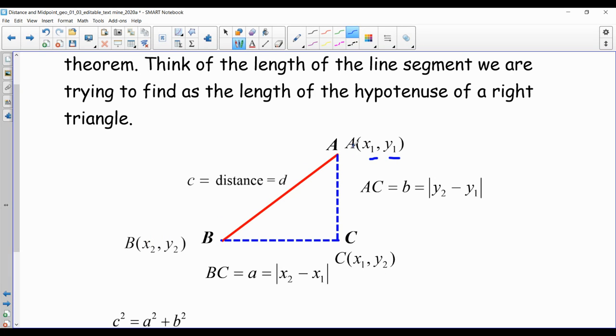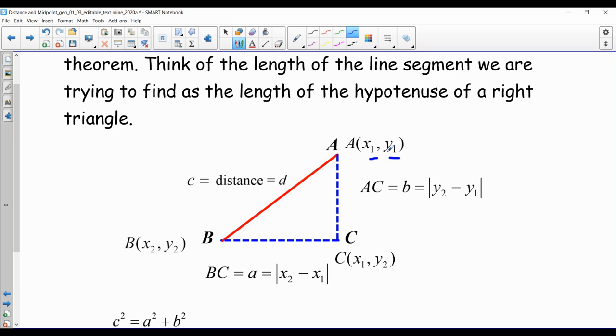Well, let's look at B. B is a different x from this one, correct? It has to be. It's over here. It's a different y from this one, correct? It's over here. So my point B is at some different x, which is x2, and some different y, which is y2. And point C is a combination. I'm at the same x as A, so that's x1, but I'm at the same y as B, so that's y2. So these are just our 3 points.